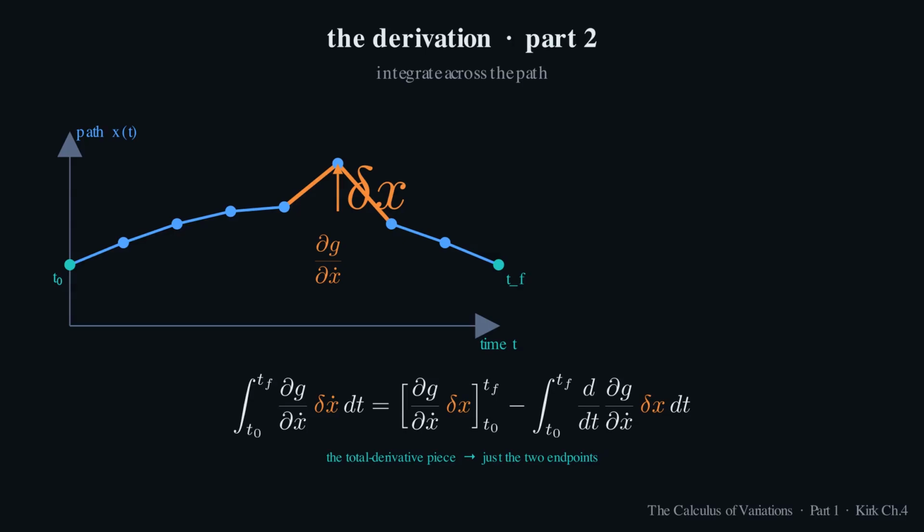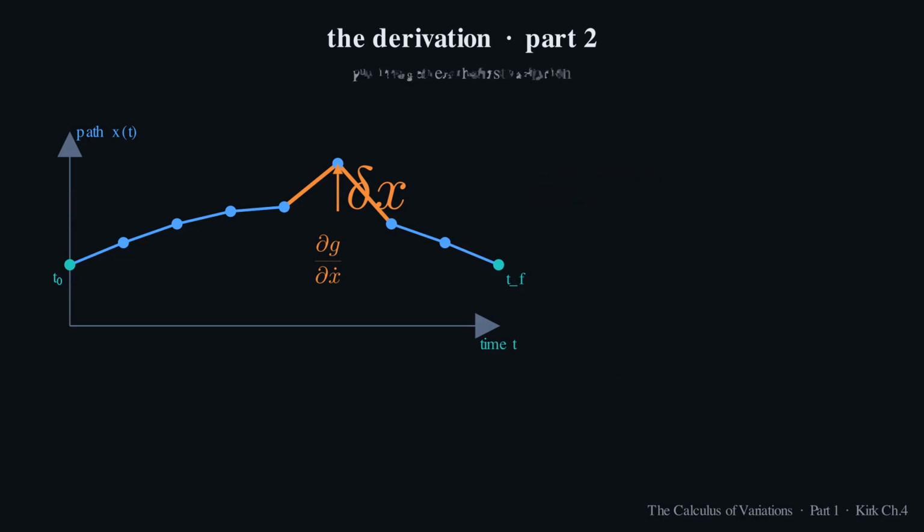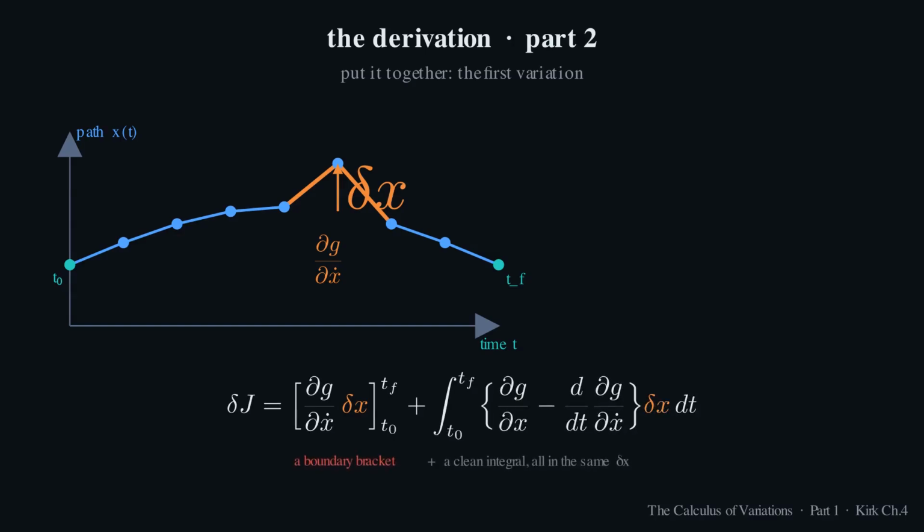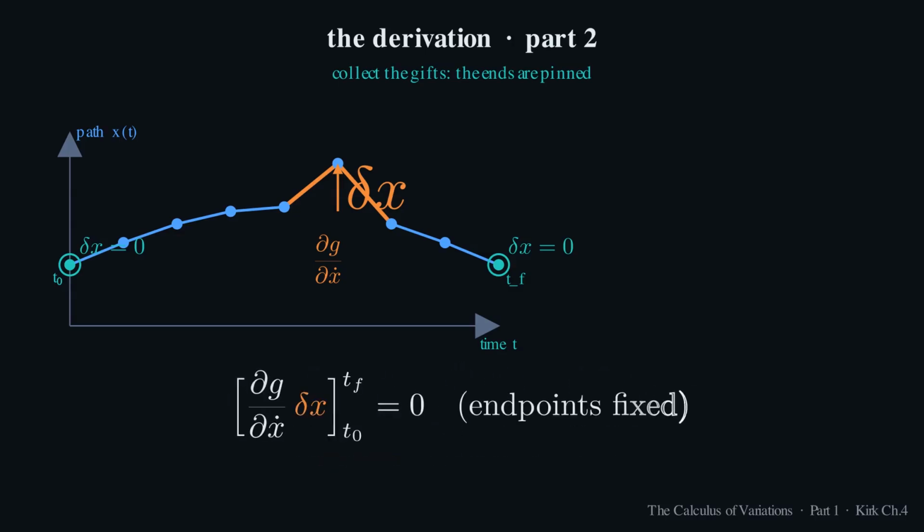delta x. Now integrate across the whole path. The total derivative piece integrates to just its endpoint values. That's the boundary bracket, partial g by partial x dot times delta x, evaluated at the two ends. In effect, the d by dt has hopped off the wiggle and landed on the slope cost. Put it all together and the first variation becomes a boundary bracket at the endpoints plus a single clean integral of partial g by partial x minus d by dt of partial g by partial x dot, all multiplying the same delta x.